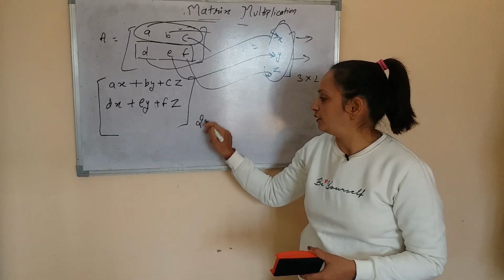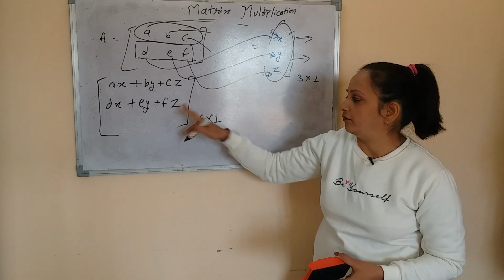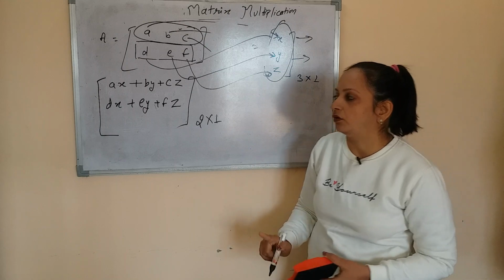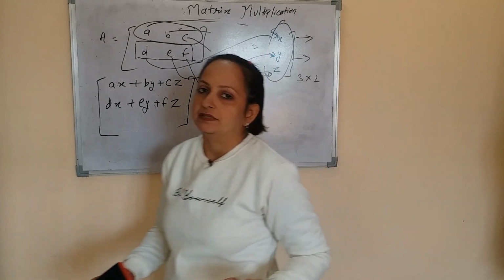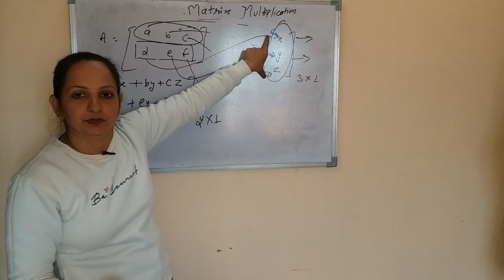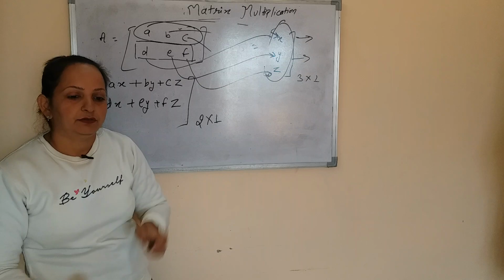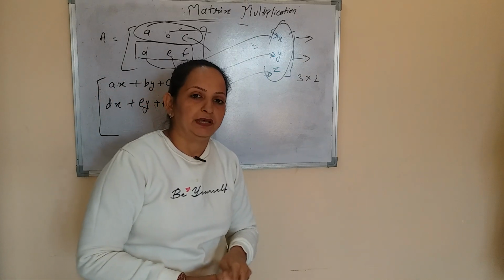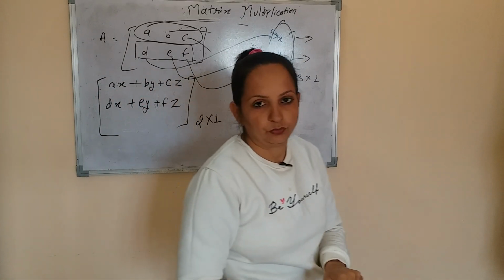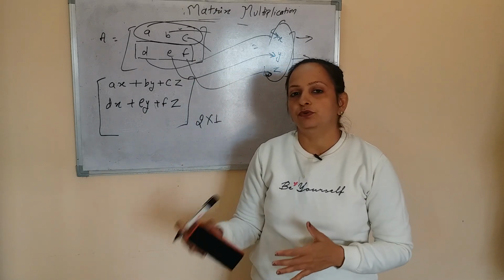As I have already told you, the answer will be 2 by 1. So here I am having two rows but only one column. What we did was select the first row from the first matrix and the first column from the second matrix, and multiply row to column. That's the only trick here: you have to multiply row to column, not row to row, not the same position, nothing. You have to multiply rows to column.